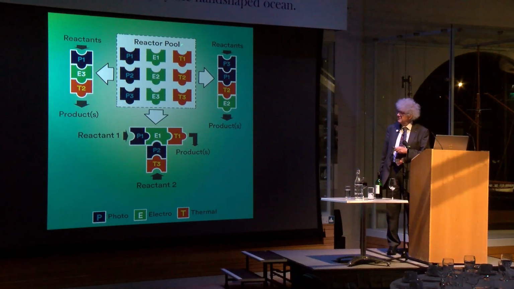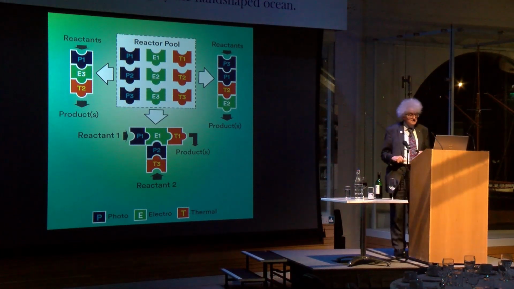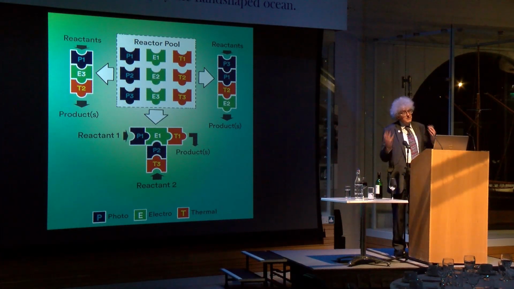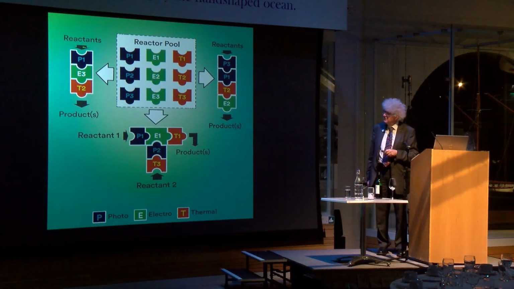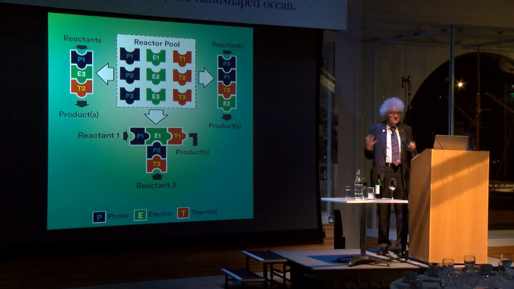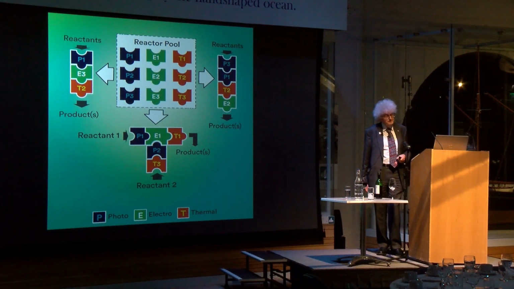And our long-term vision is that we should end up with a sort of whole reactor pool of different photochemical, electrochemical, and thermal reactors, so that when you want to make a complicated molecule with multi-stage production, you can string them together in a little train, or daisy chain if you like, so that you can use it as a kit to make whatever chemical you want.